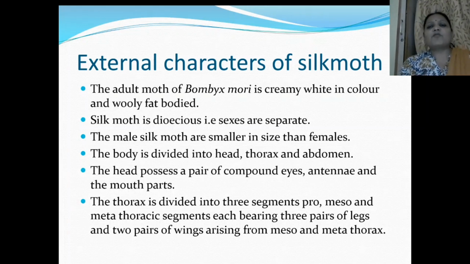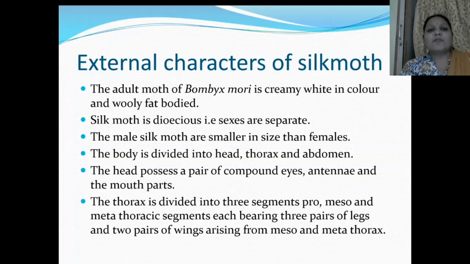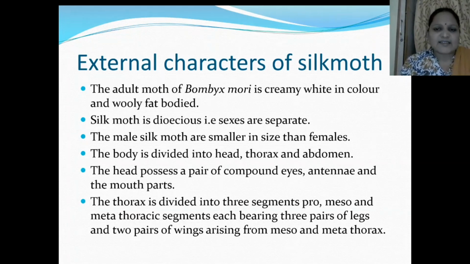The head possesses a pair of compound eyes, bipectinate antennae and mandibulate type of mouth parts. The thorax is divided into three segments: prothorax, mesothorax and metathorax. From each thoracic segment, one pair of walking legs arises. So altogether, three pairs of walking legs are seen in the adult silk moth. Arising from the meso and metathorax are two pairs of wings.